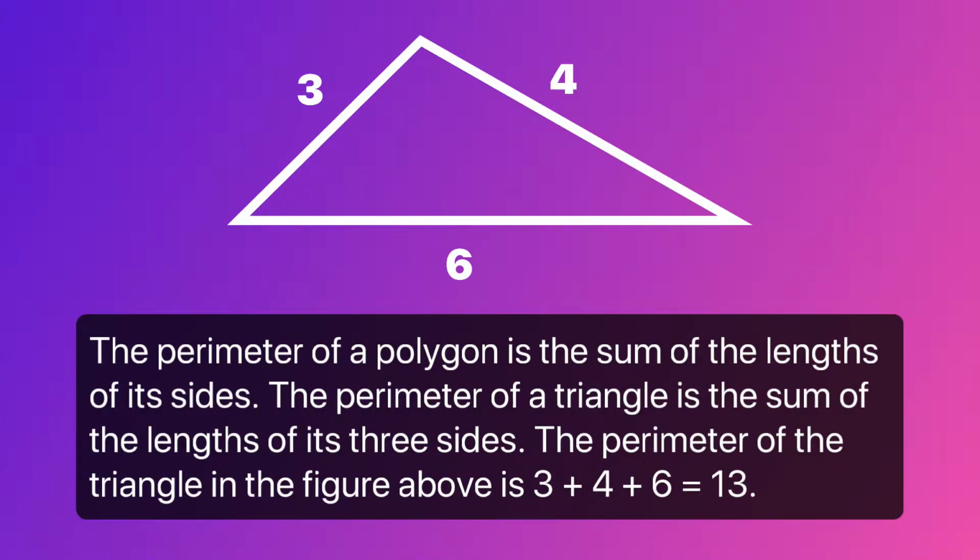The perimeter of a polygon is the sum of the lengths of its sides. The perimeter of a triangle is the sum of the lengths of its three sides. The perimeter of the triangle in the figure above is 3 plus 4 plus 6, which equals 13.